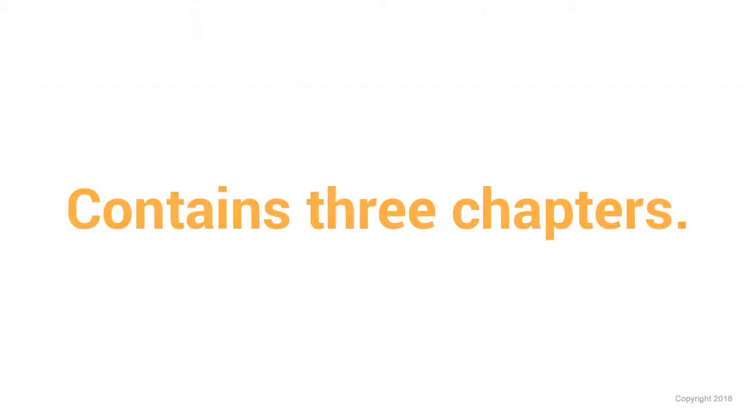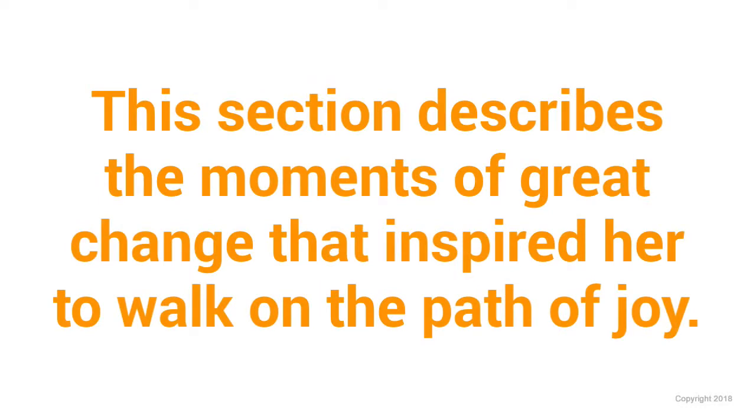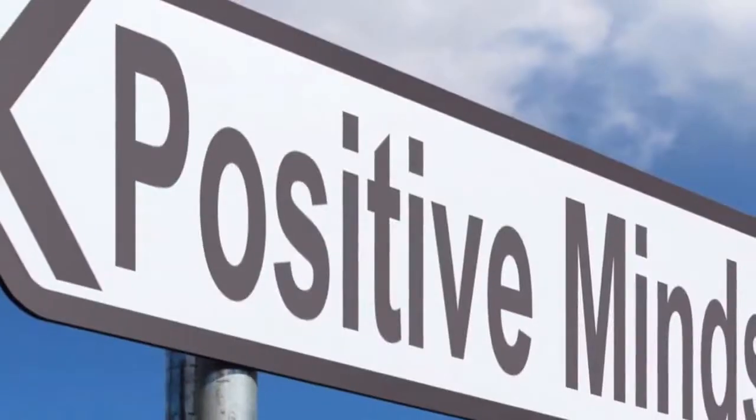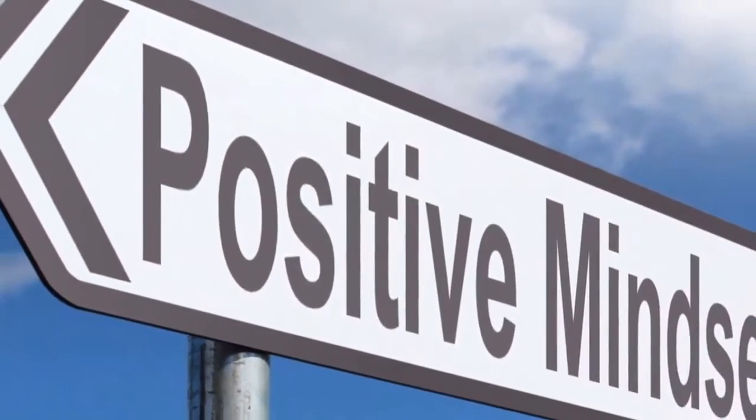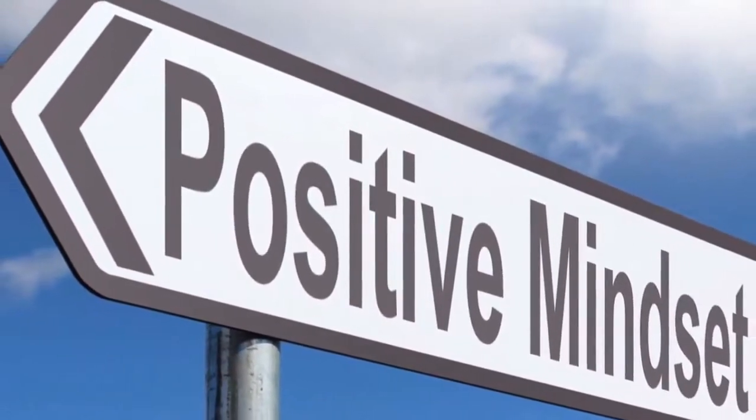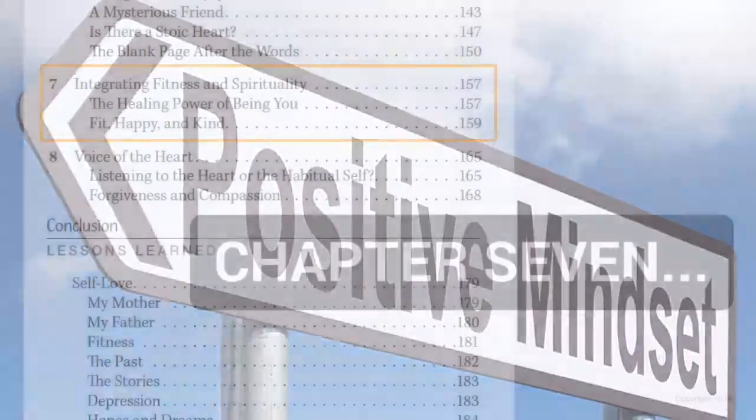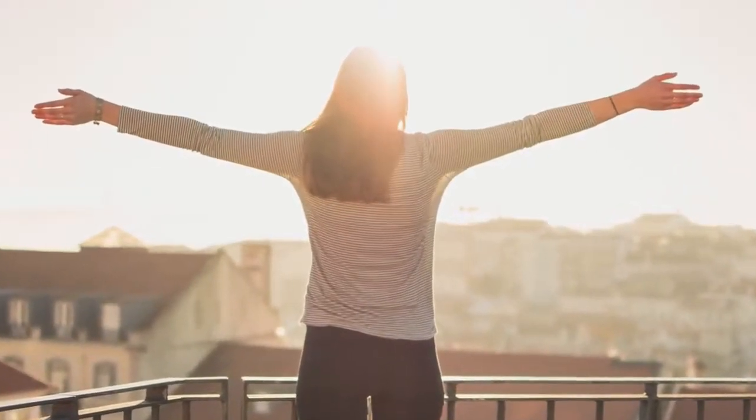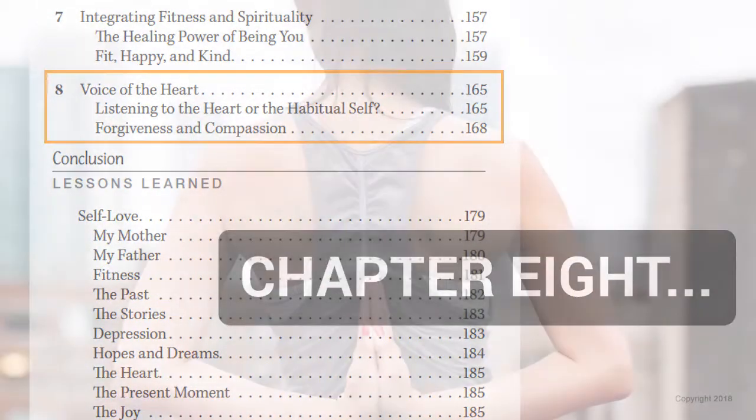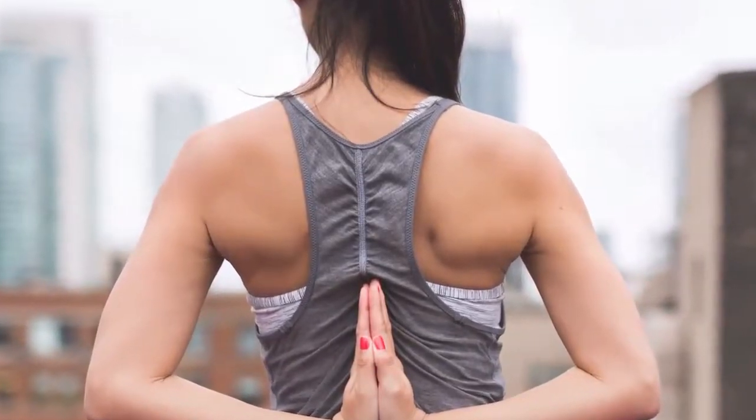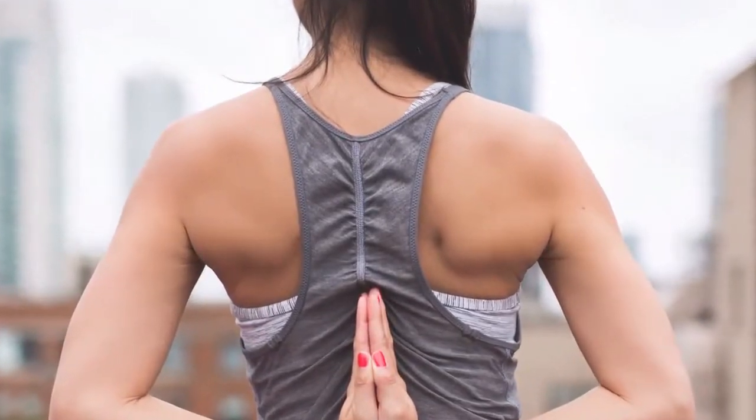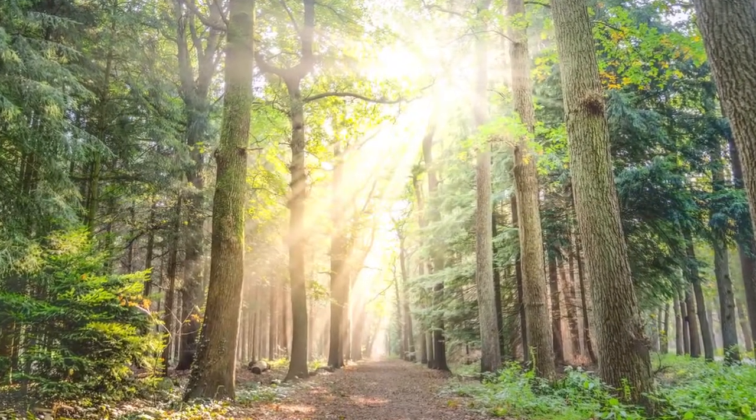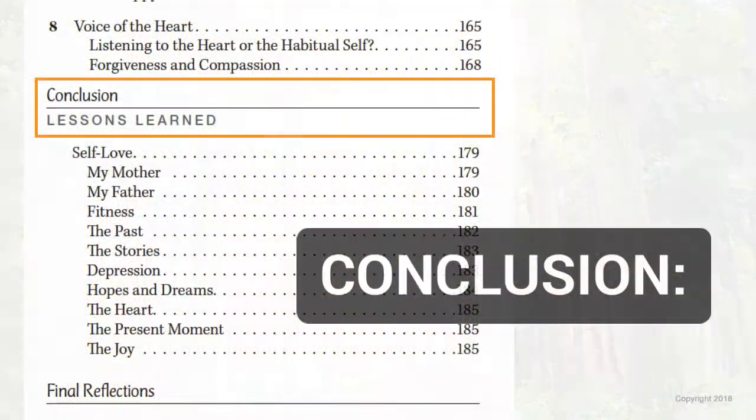Part 3 contains 3 chapters. This section describes the moments of great change that inspired her to walk on the path of joy. Chapter 6 covers how she finally finds the courage to break away from the old mindset to live the life she always wished for. Chapter 7 shows how she integrates fitness and spirituality. Chapter 8 covers the mindset of someone who is on the path of true happiness and discusses how to recognize when you are on the right path.